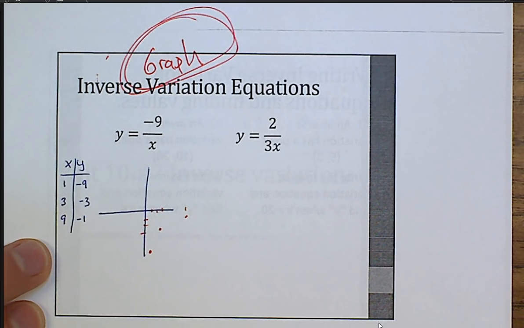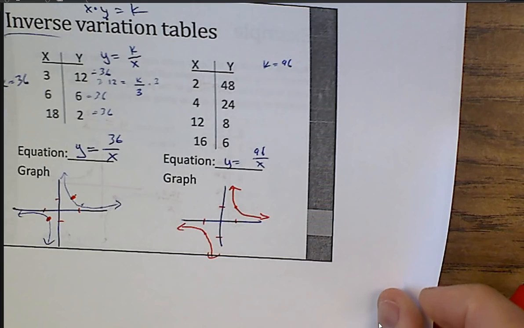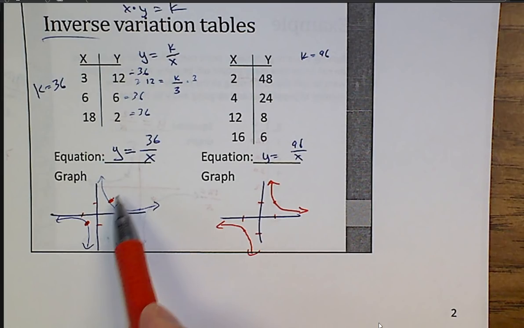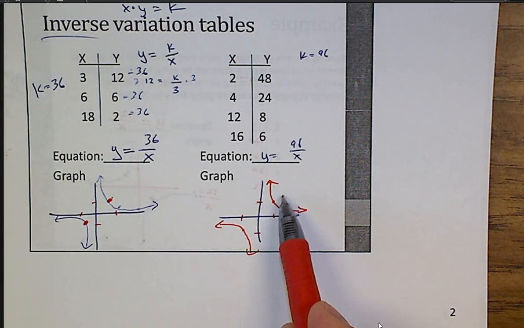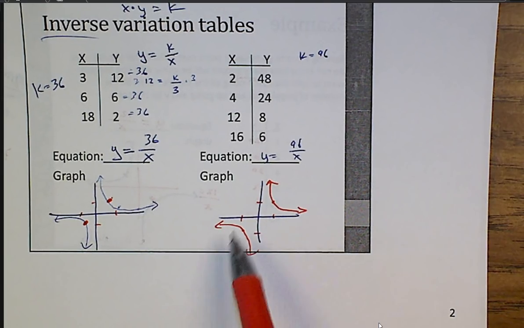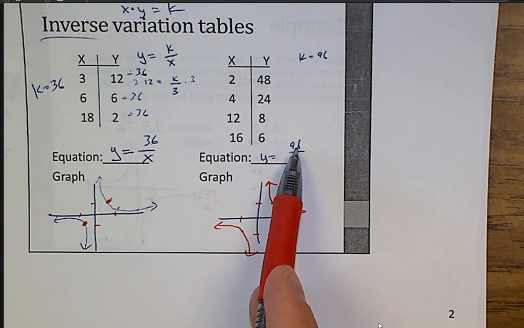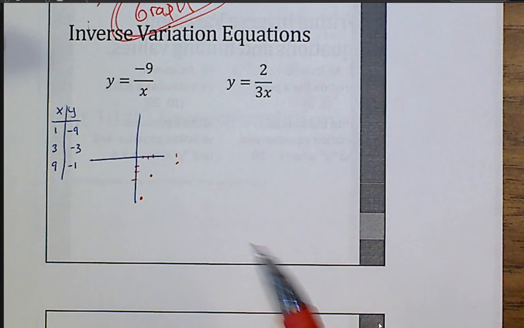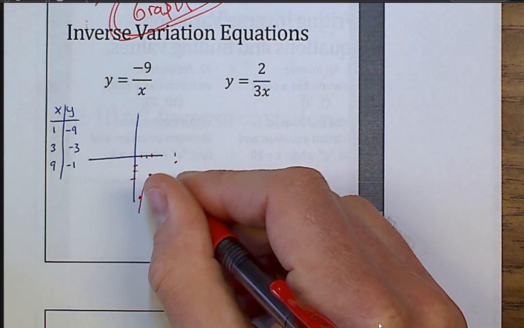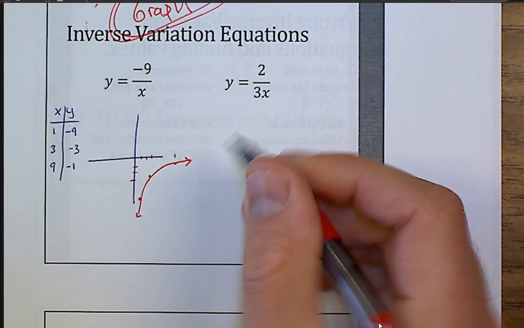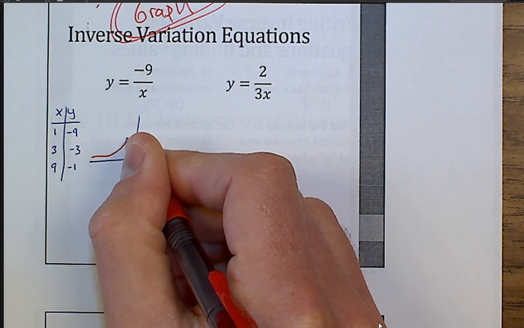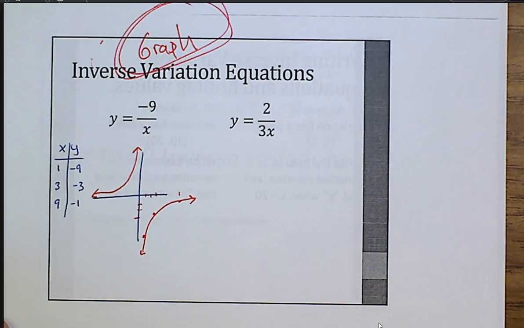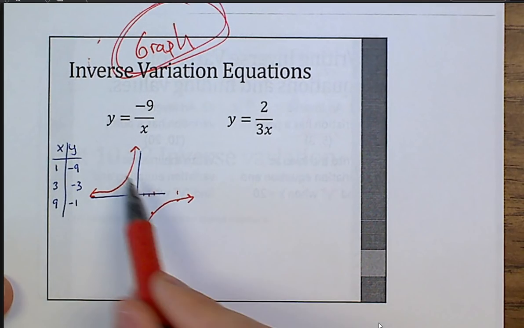Well, look at these two graphs here. You'll notice that the hyperbolas are taking place in the first and third quadrant when our k values were positive, right? Now that our k value is negative, what do you see happening here? We're going to get this action, which means it's going to be in our second and fourth.